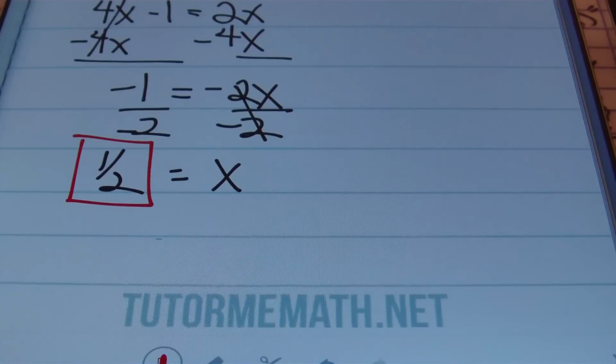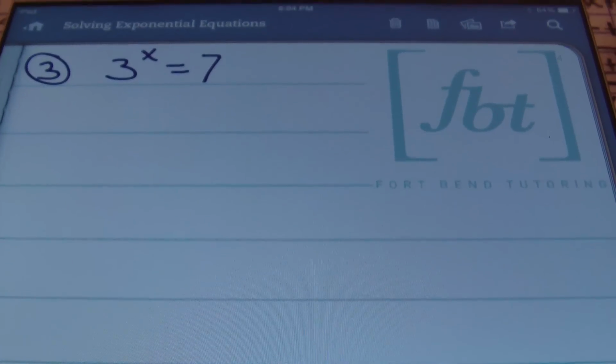All right, so there it is. That's right. That's problem number 2. We are moving on now. Problem number 3. All right, in problem number 3, we have 3 to the x equals 7.